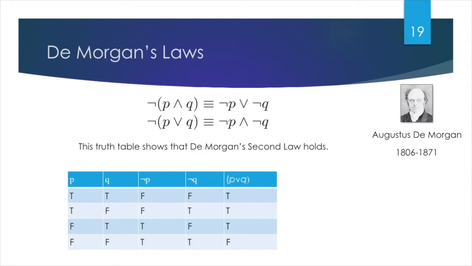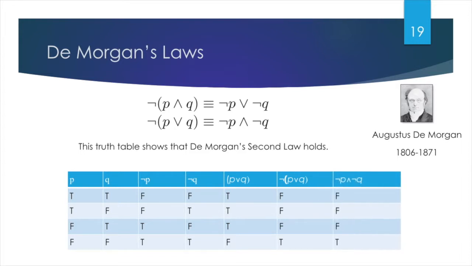Now, let us put the first term, which is P or Q. Let us find P or Q, and we want to find the not of this column, which is not (P or Q). So not true is false, not true is false, not true is false, and not false is true. Now let us find the last value, the one I'm looking for, which is not P and not Q. Now look to the values of not P and not Q and just do the AND operator between them.